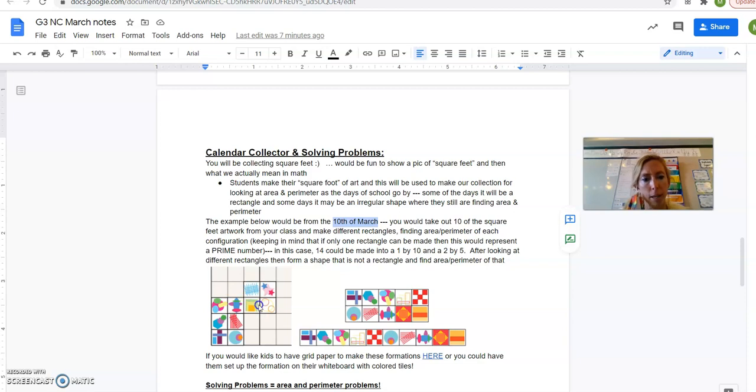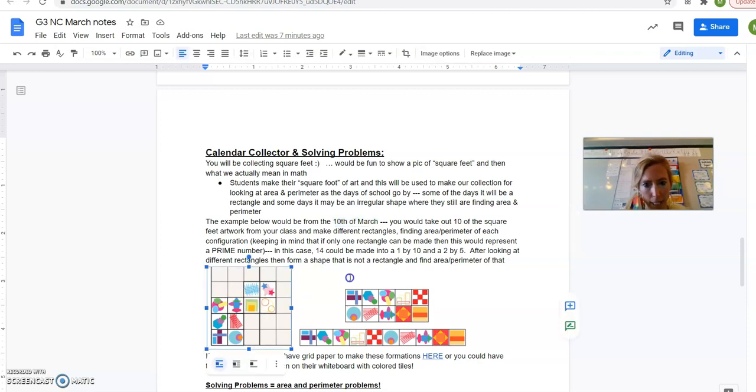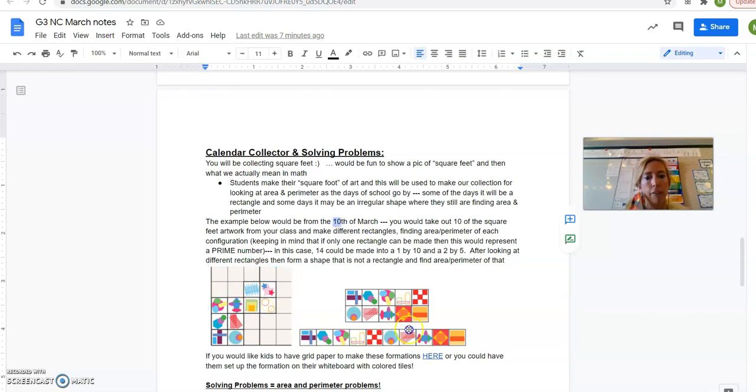And then we could make something that's not an exact rectangle and find the area and perimeter of that using those same 10 pieces. If you're like, oh, I want the kids to do this on grid paper, here's some grid paper, large and small grids, that you could have them drawing this out each day, or you could have them set up the formation on their whiteboard with colored tiles.